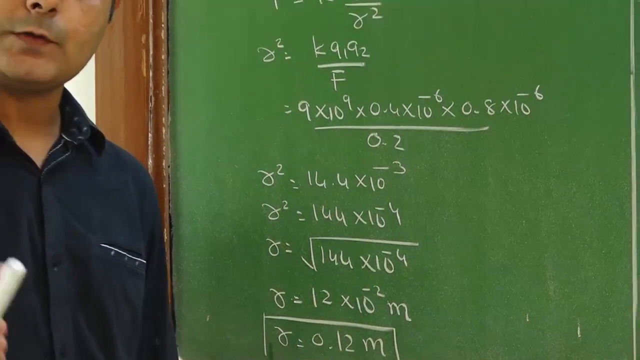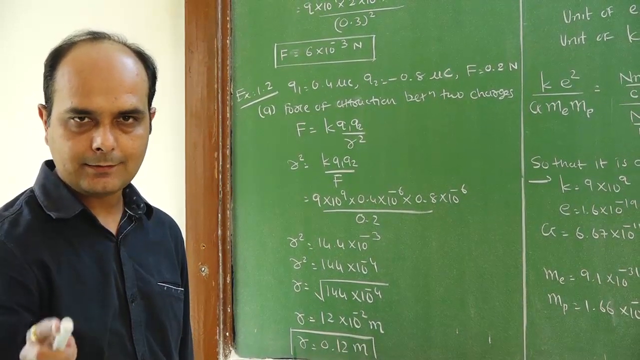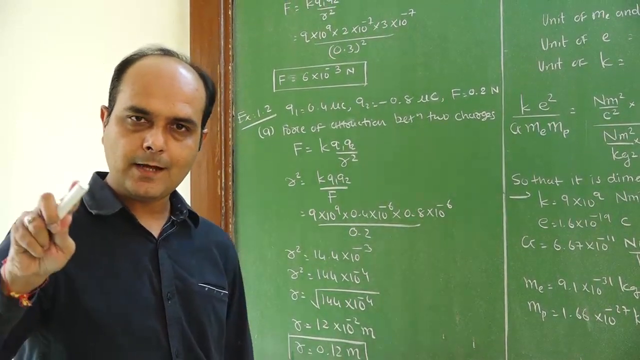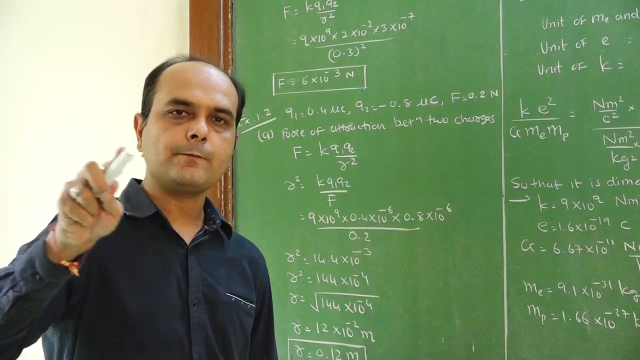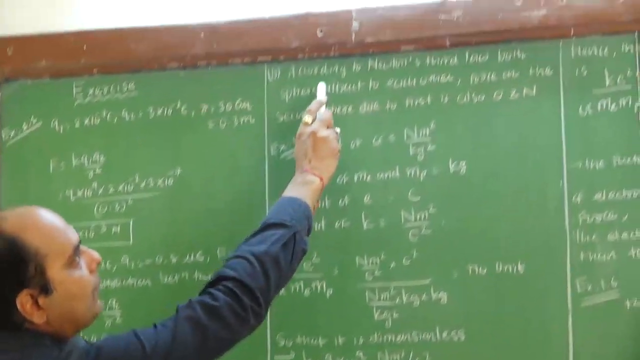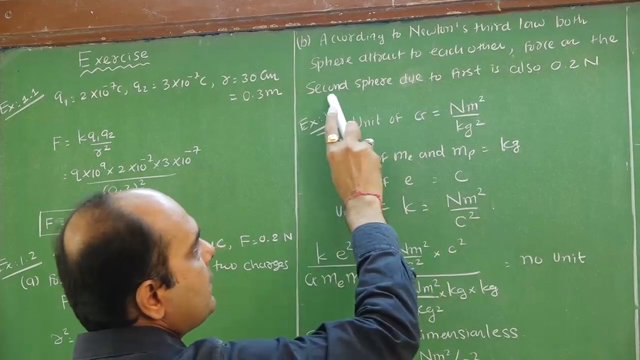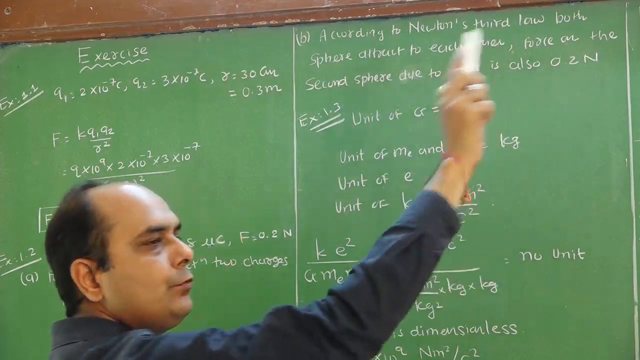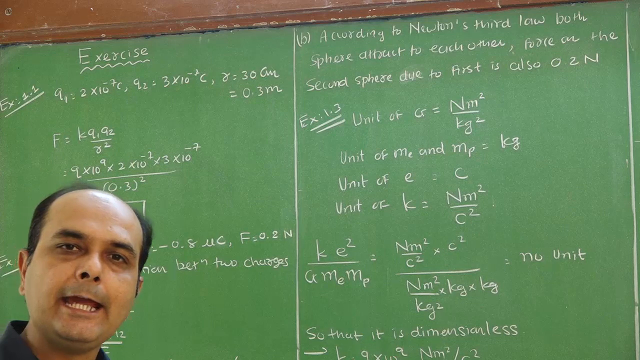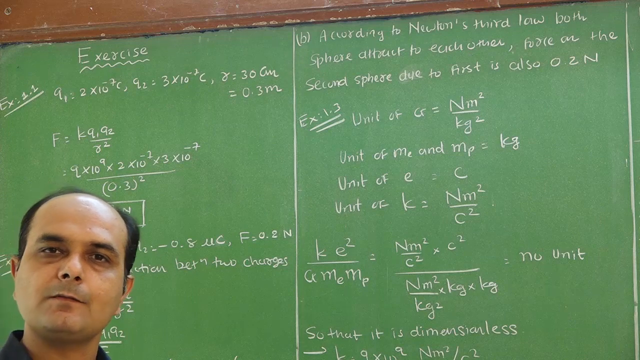It is the separation between the two spheres. So, there is the next question: what is the force exerted by the second sphere on the first one? The first sphere exerts a force on the second sphere. At the same time, the second sphere also exerts a force on the first sphere. According to Newton's third law, both spheres attract each other. The force on the second sphere due to the first one is also 0.2 Newton. The magnitude of force is the same, but they are acting in opposite directions. Now illustration 2 is also completed.